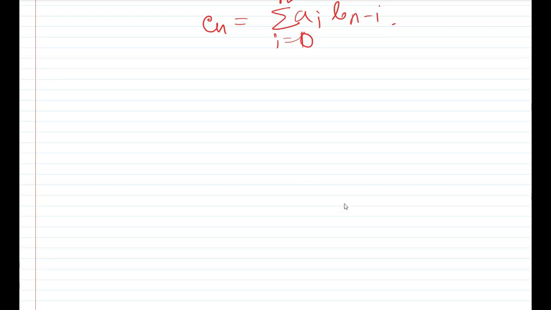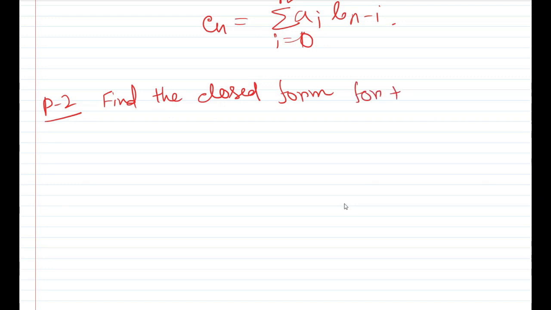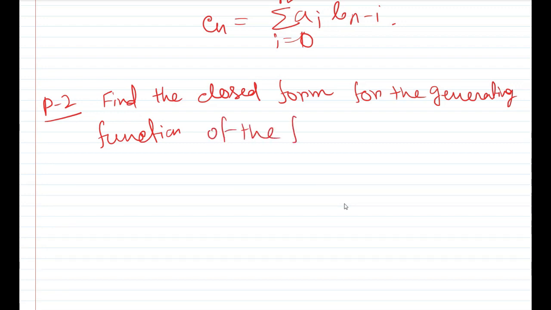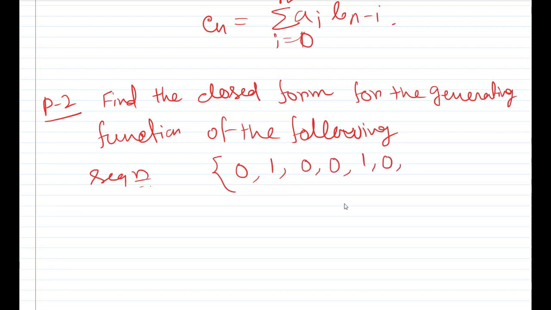Now one small problem is to find the closed form for the generating function of the following sequence. So the sequence is 0, 1, 0, 0, 1, 0, 0, 1, 0, 0, 1 and so on.